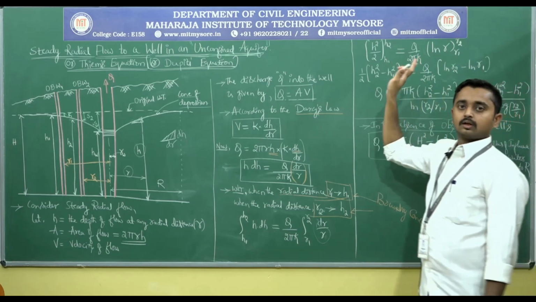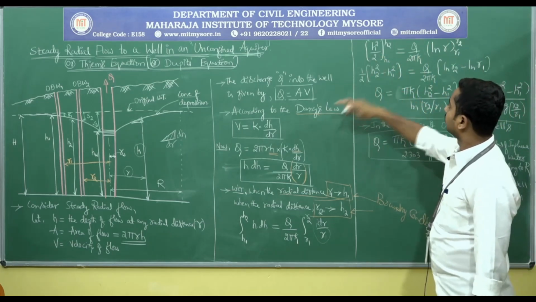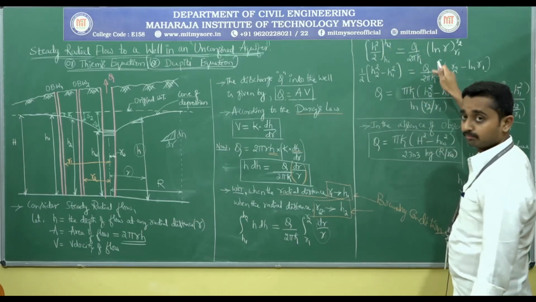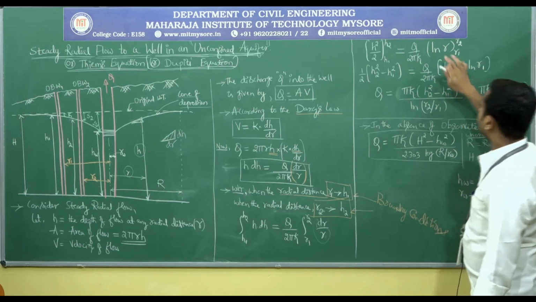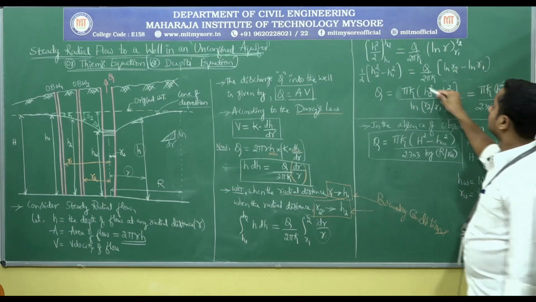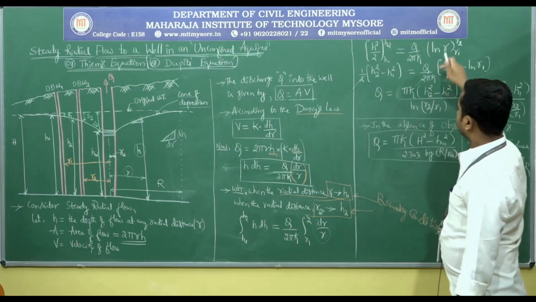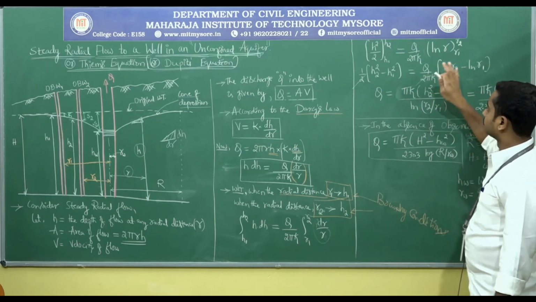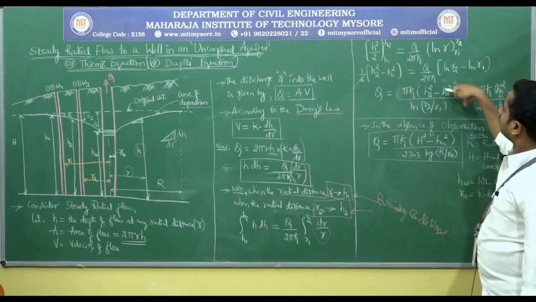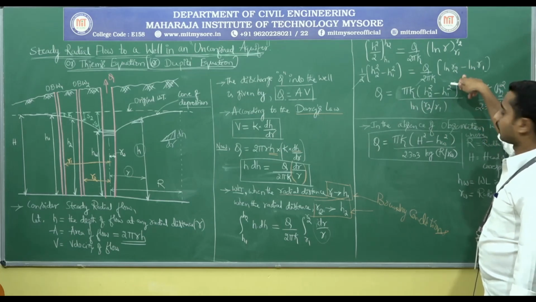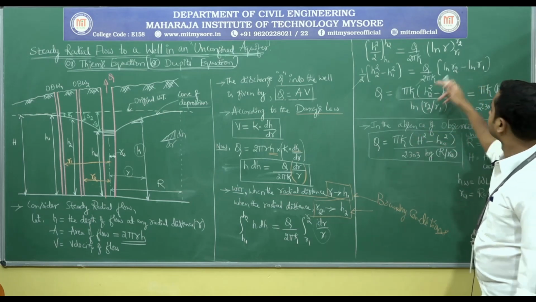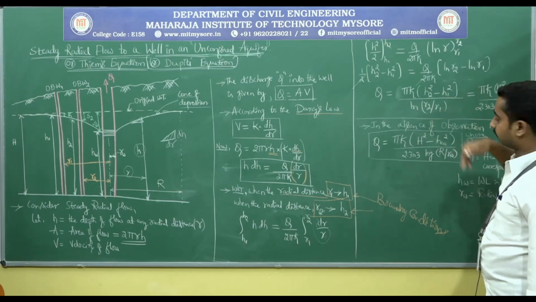Just substitute the limits. 1 by 2 taken outside, H2 square upper limit minus H1 square lower limit, equals Q divided by 2 pi K into ln r2 upper limit minus ln r1. Here the 2 gets cancelled. Form the equation for Q: Q equals H2 square minus H1 square into pi K divided by ln r2 minus ln r1. Log a minus log b is log a by b, so ln r2 by r1.